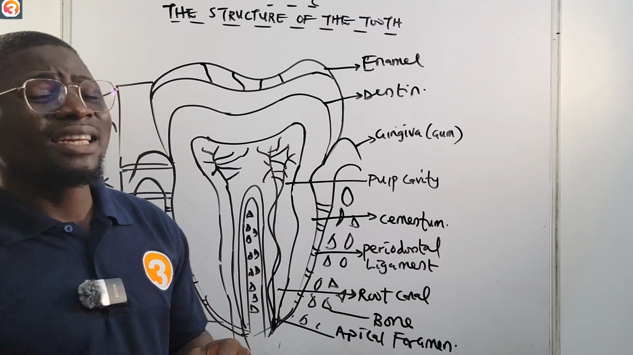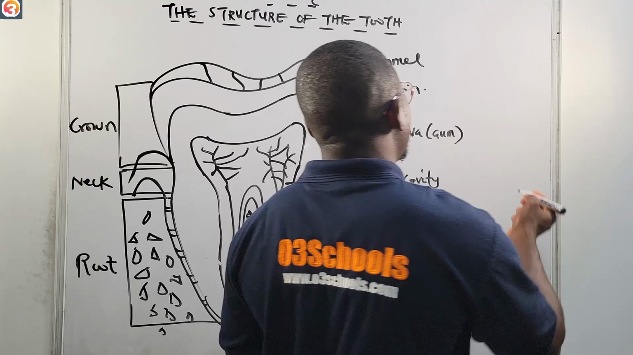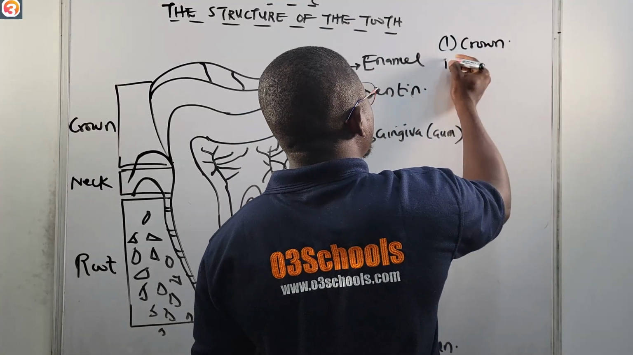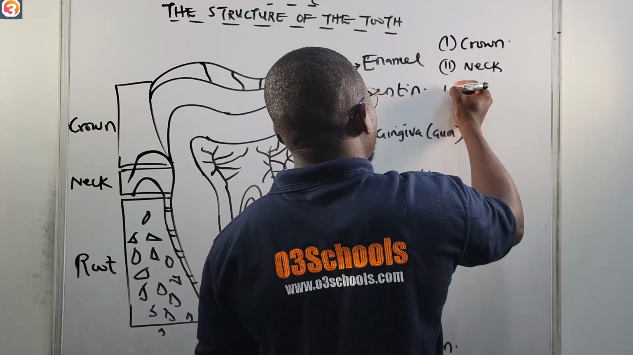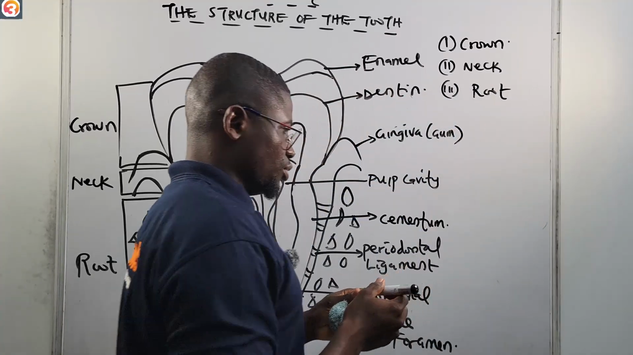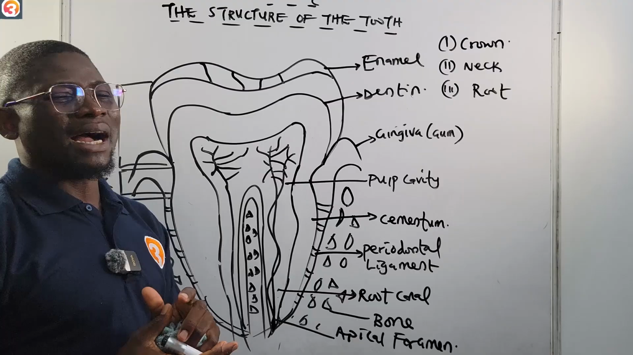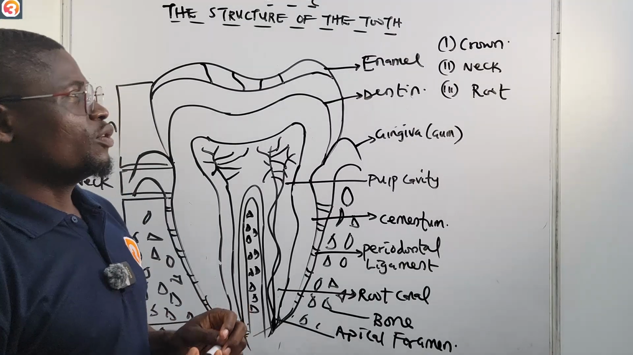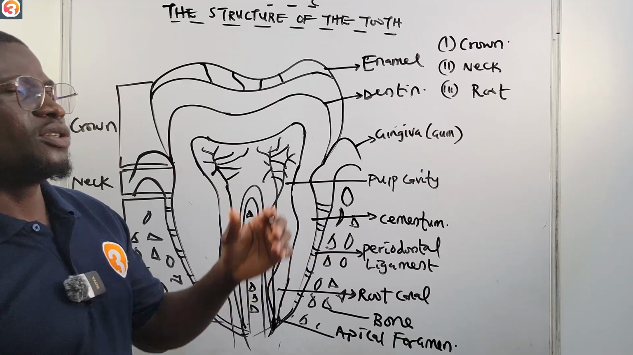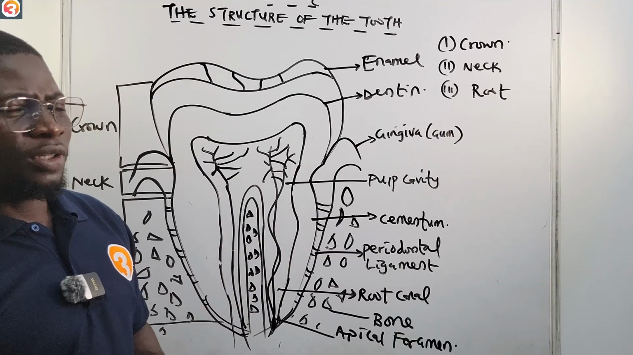The tooth has three major parts. One is the crown, two is the neck, and three is the root of the tooth. So those are the three major parts of the teeth. We have the crown, we have the neck, then we now have the root. So let's look into one of them after the other.